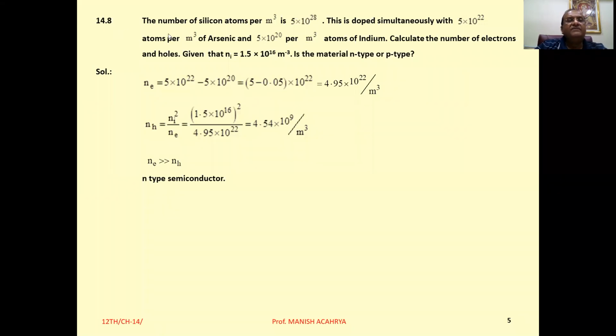Now see, example 14.8. The number of silicon atoms per meter cube is 5 into 10 raised to 28.